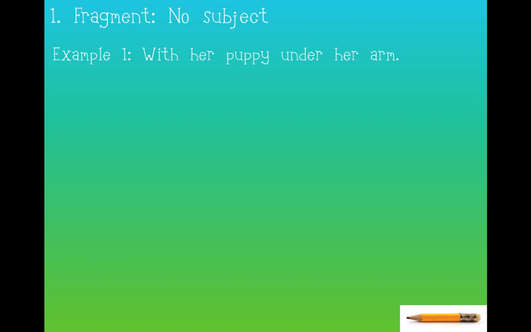So we're going to look at how to correct that. So here's correction number 1. Her puppy was under her arm. So here in correction, we added the subject, her puppy, because we know now that the puppy was under the arm and it actually has a subject. The first example, with her puppy under her arm, does not have a subject because it starts with with. Remember, subjects will not come in a prepositional phrase. So, correction, her puppy was under her arm, taking away the with.